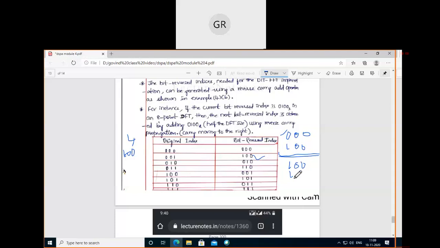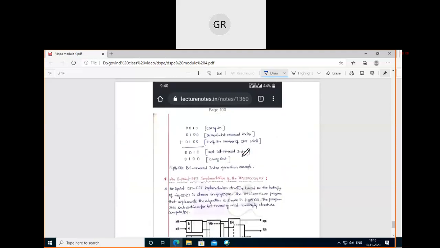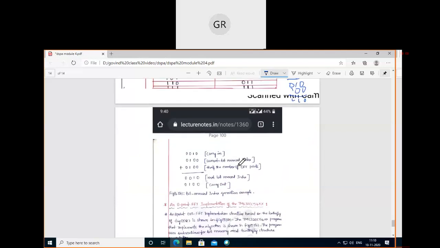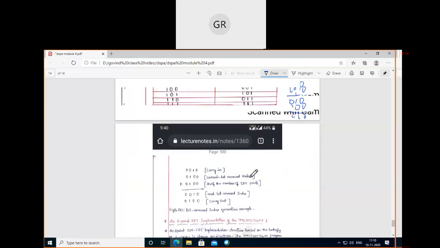For this 1 0 0, again we add 1 0 0, half of the N value. 1 plus 1 is 0 with carry 1, and so on, giving 0 1 0. Then again you add half of the N value, giving 1 1 0, like this. Like this you can find out the bit reverse value. Otherwise you can write these values in reverse order, and then also we get the values. We calculate it like this to find the bit reverse value.